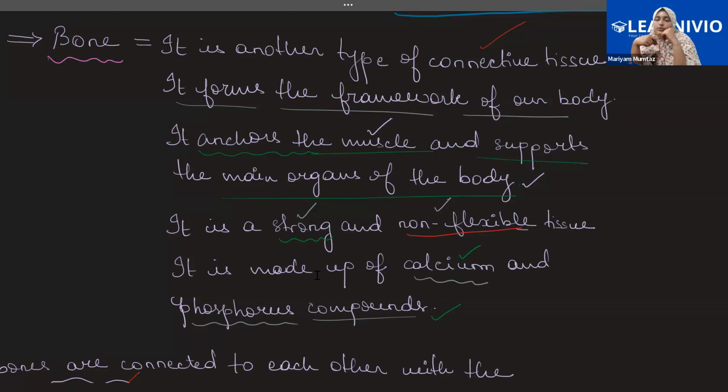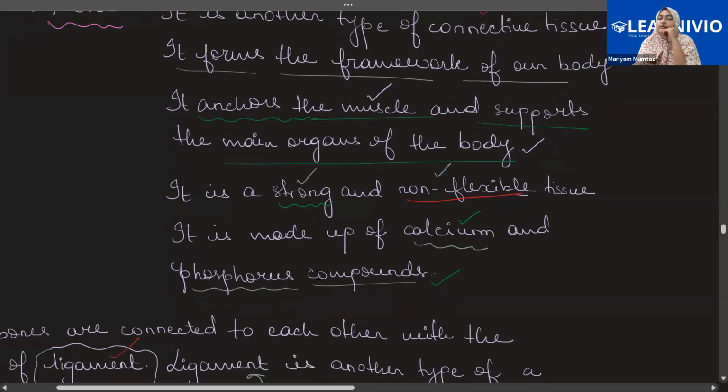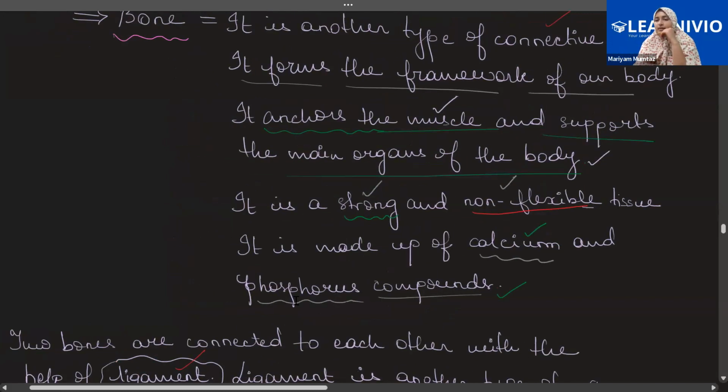Because our bones are extremely strong, but apart from that, they are not flexible at all, right? Bones are not flexible. And the reason why they are not flexible and why they are strong is because they are made up of calcium and phosphorus compounds.